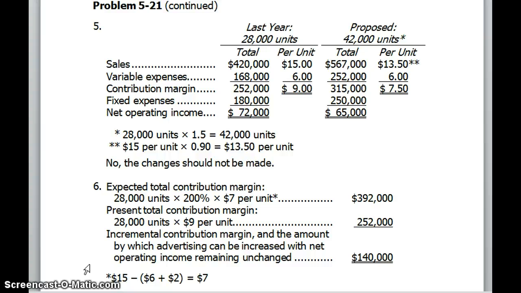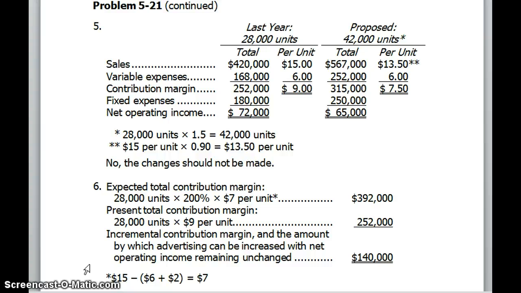If we were to decrease the sales price by 10% and pump an additional $70,000 into advertising, bumping up our fixed costs from $180,000 to $250,000, we would, as a result, sell 42,000 chairs. They told us that originally we were selling 28,000 chairs. If we increase the number of units sold by 50%, 50% of 28,000 is 14,000. That additional 14,000 units added to the 28,000 would give us 42,000 chairs to be sold.